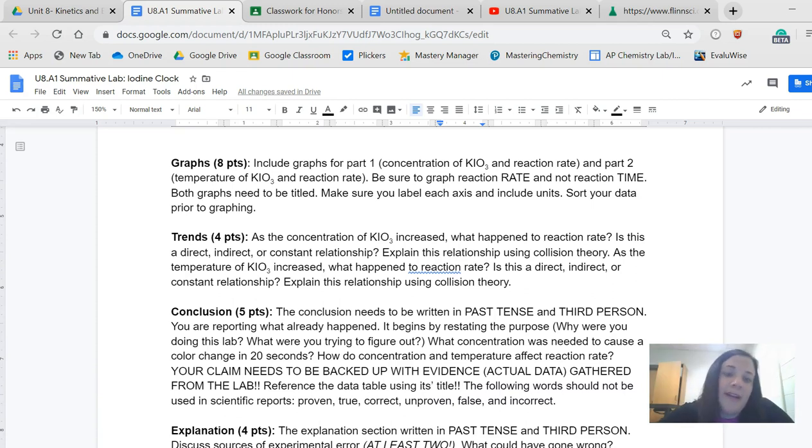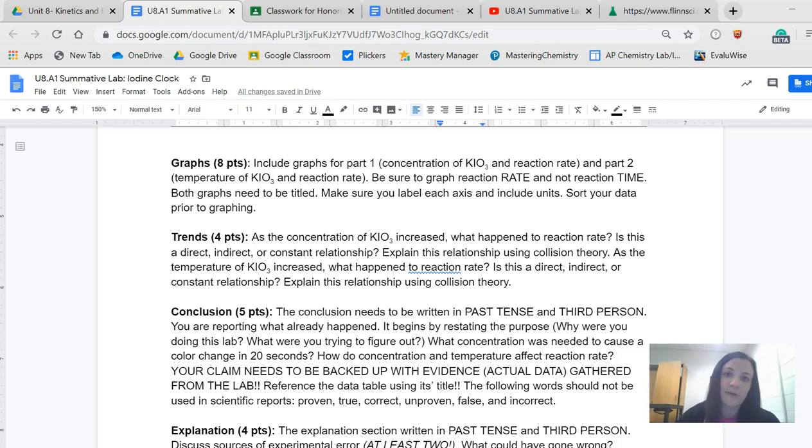Up next, you're going to have 2 graphs, one for concentration versus reaction rate and one for temperature versus reaction rate. So a few mistakes that I see with graphs. First, make sure you're doing concentration, not volume. Next, make sure you're doing reaction rate, not reaction time. So when we're graphing, the independent variable goes on the x-axis, the y-axis is going to be the dependent variable.